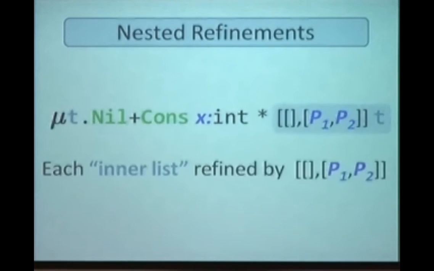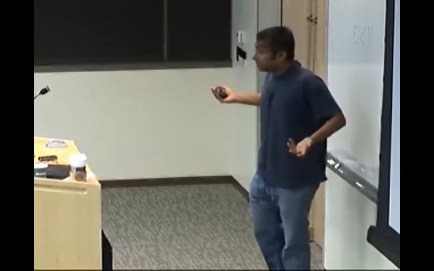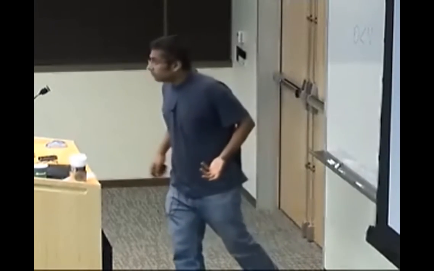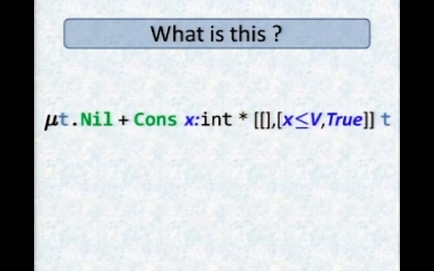Yeah? See occurring twice in your recursive type? You could have different matrices. Exactly. You could have different matrices at different places, and that's useful. So what do you think this is?